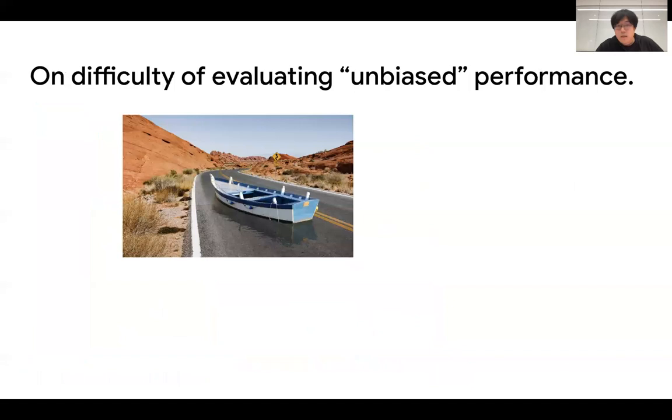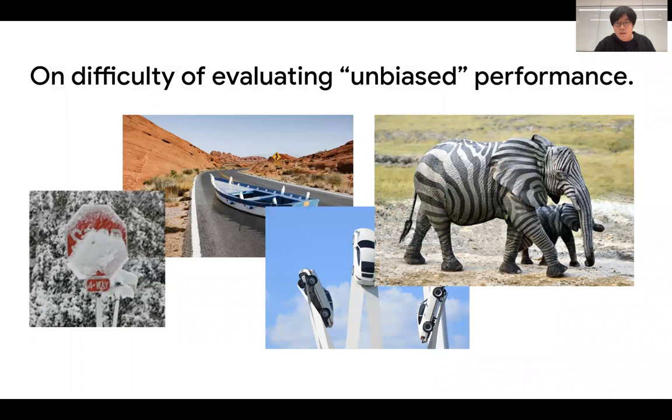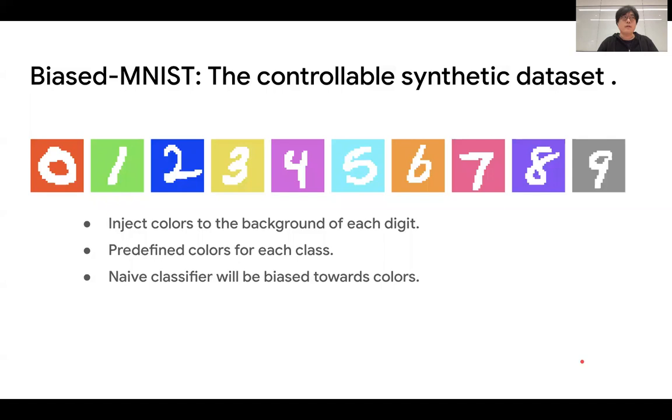So yeah, let's talk about the combinations again. Here again, the boat on the road, traffic sign in the winter, car in the air, and elephant with zebra skin. Well, they are also in some combination: the class is elephant, and the bias is zebra skin. This is still a valid combination, but the problem is it is not realistic, or it is unable to gather such images, right? So it's very difficult to measure this kind of cross-bias generalization in the real world.